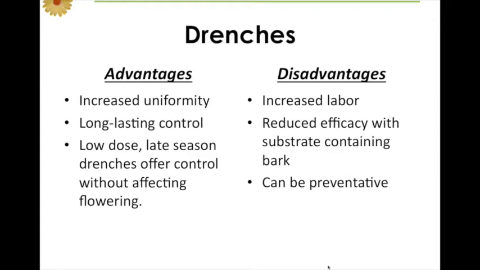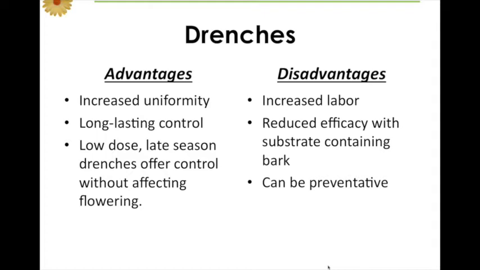But with that comes some disadvantages. The biggest one, if it's not registered for the chemical to be going through chemigation, is the labor. The labor to apply it. It's much quicker to apply a foliar spray than a drench. And you can have some decreased efficacy if you're using a mix that's heavy in bark.